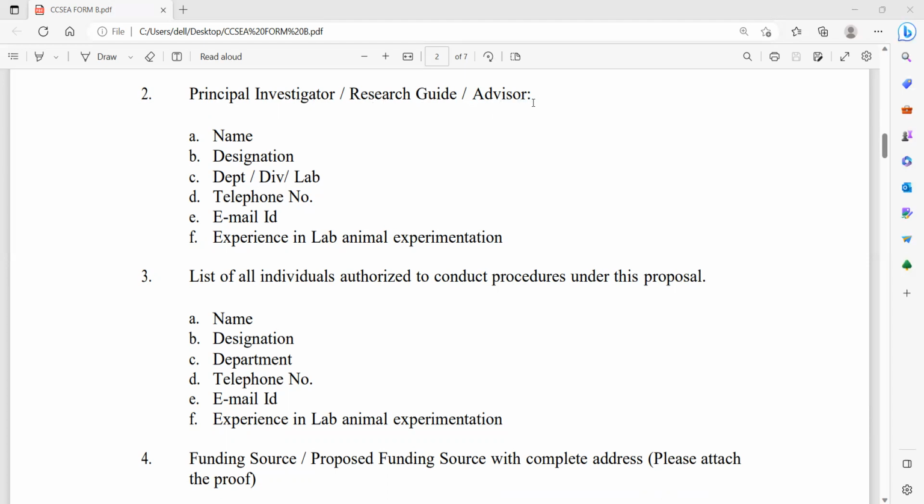advisor. You can write the details of these people, and this includes the name of the person, then designation, then in which department or division or lab he is working, then telephone number, email ID, experience in lab animal experimentation. So this information, suppose the person is from the industry, it will be different. Suppose the person is from the academia, it will be different. So accordingly, whatever is suitable, that information one has to fill.